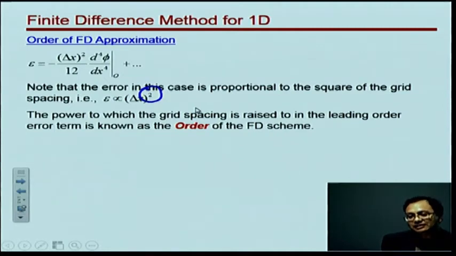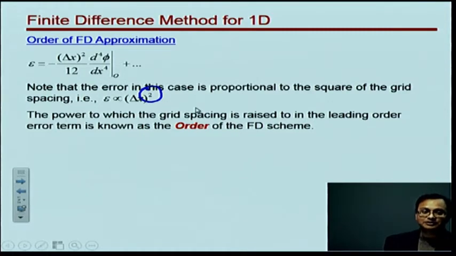Now, if you have a situation where you have delta x to the power of some negative number, then that's a trashy scheme that you have developed, because that would mean as you refine the mesh, your error goes up. Don't even bother to use it. It's useless. So this is known as the order of the scheme.